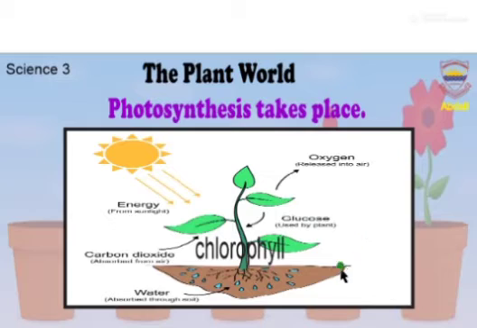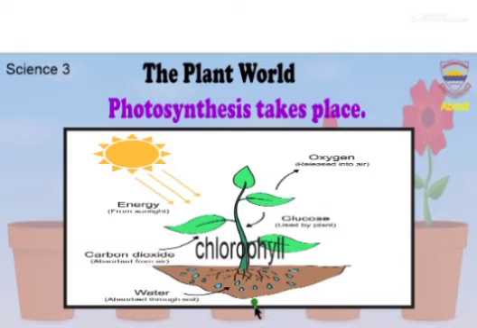The plant makes its own food with the help of energy, water and carbon dioxide. As you can see in the result, the plant produces glucose and oxygen. A plant collects water from the ground and gets energy from the sun. The plant takes in carbon dioxide from the air.